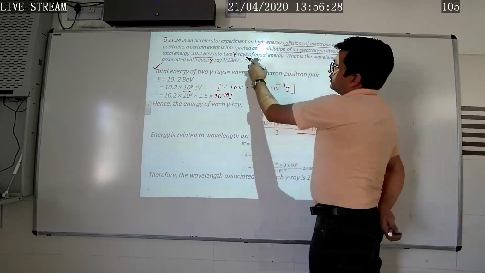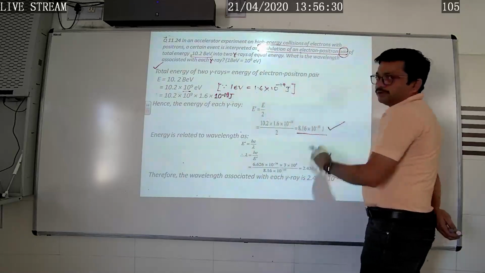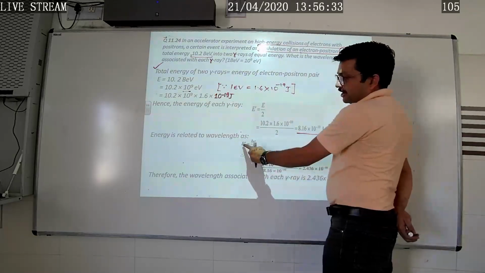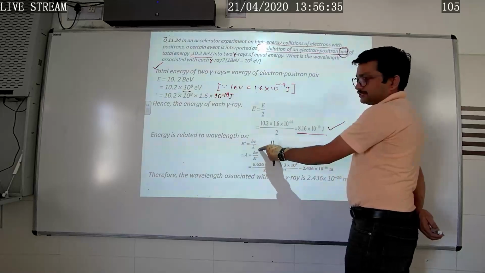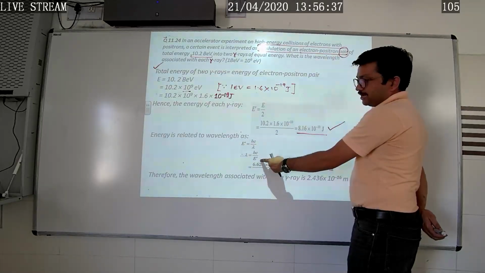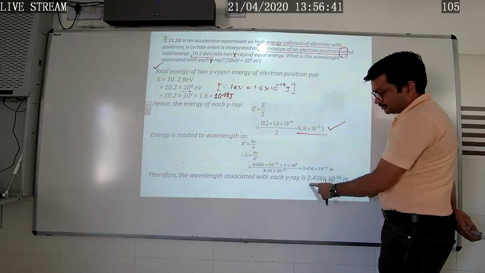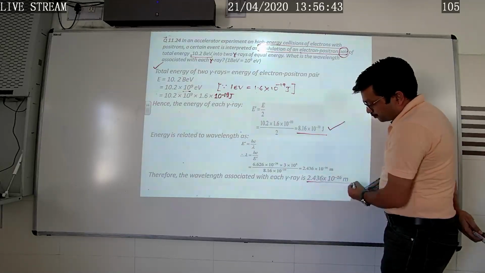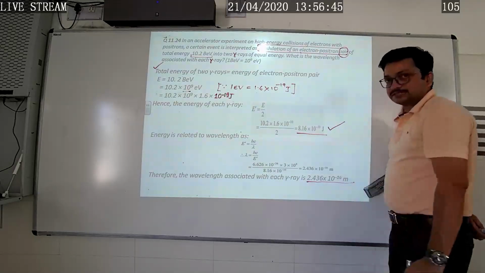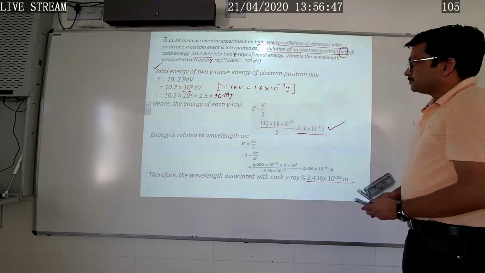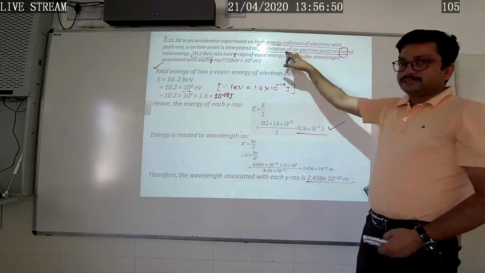But in this question we have to calculate the wavelength. As we know, E equals hc by lambda, so lambda equals hc by E. Substituting the value, after calculation we got the required answer, that is 2.436 into 10 to the power minus 16 meter.